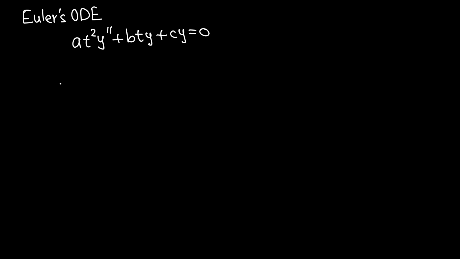Here we want to solve the Euler's ODE. This is the case, and A must not be 0. Okay, so we let y be just, let's say, t raised to some number r be a solution. Now we can plug this into here.